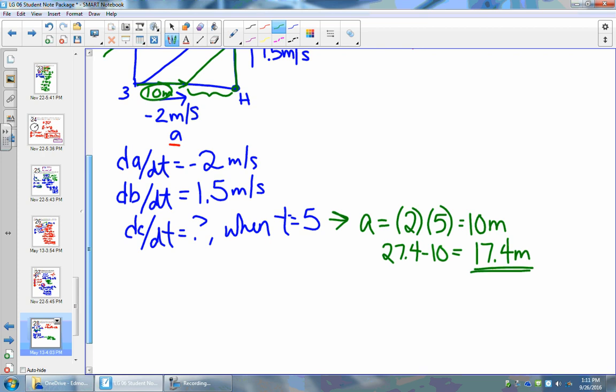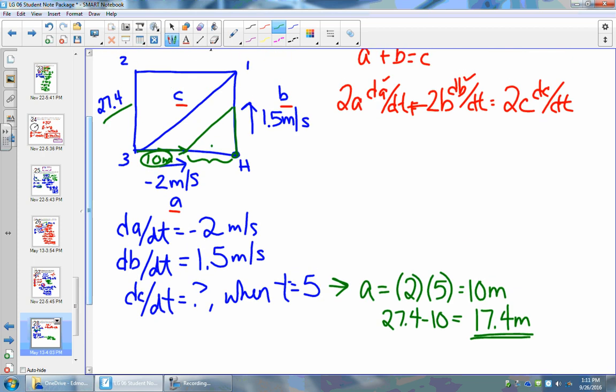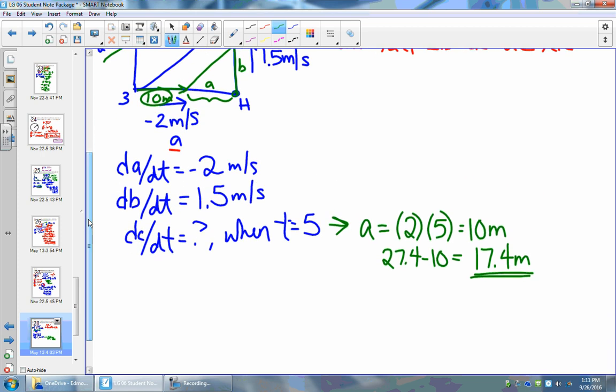Our B value, so this is our A. Our B value is along the same lines, even less work. After 5 seconds, if he's running 1.5 meters per second, well, obviously B is just going to be 1.5 times 5. And that's going to give us 7.5 meters. So now we've got an A and a B.